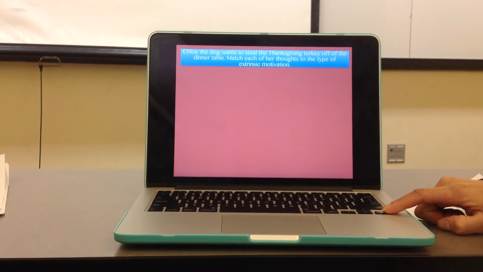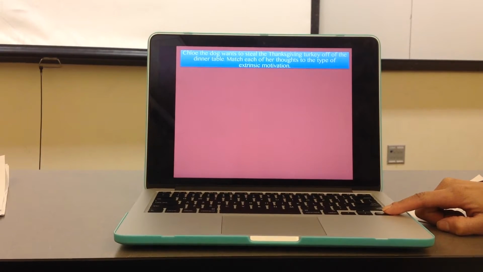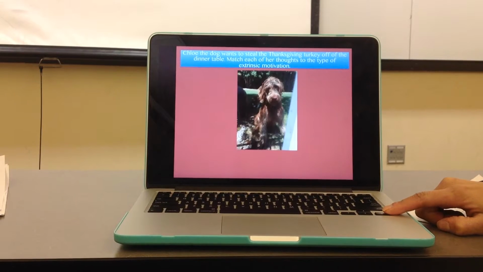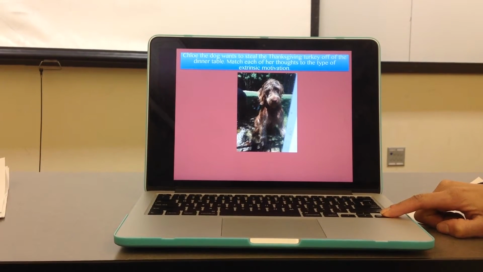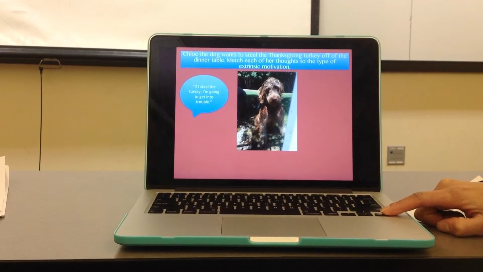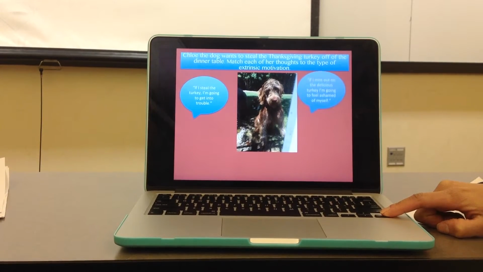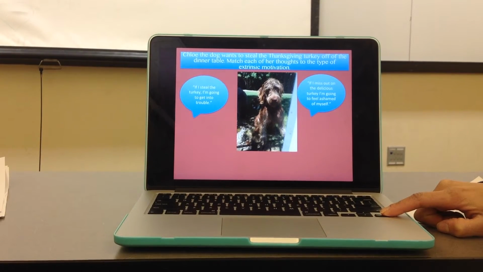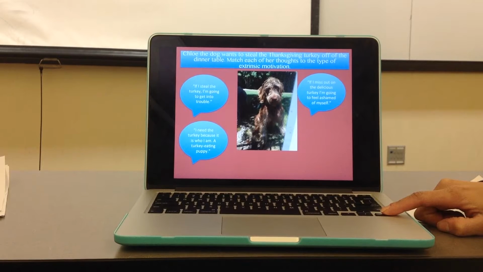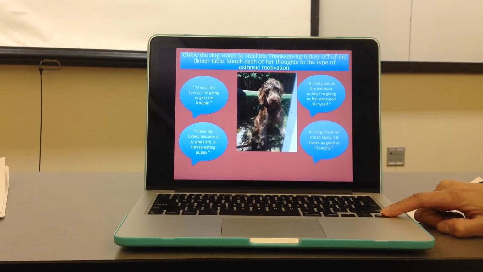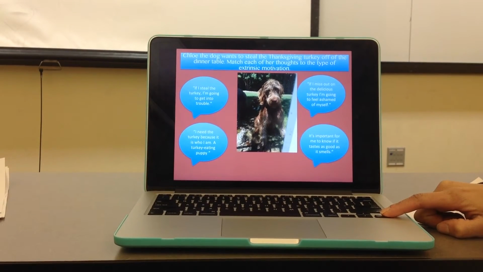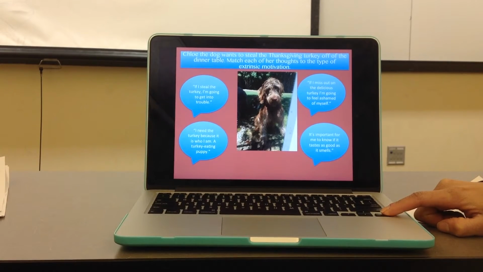Example 2. Chloe the dog wants to steal the Thanksgiving turkey off the dinner table. Match each of the thoughts with the type of extrinsic motivation. That's Chloe. If I steal the turkey, I'm going to get in trouble. If I miss out on the delicious turkey, I'm going to feel ashamed of myself. I need the turkey because it is who I am, a turkey-eating puppy. It's important for me to know if it tastes as good as it smells. There's external, introjection, identification, and integration.